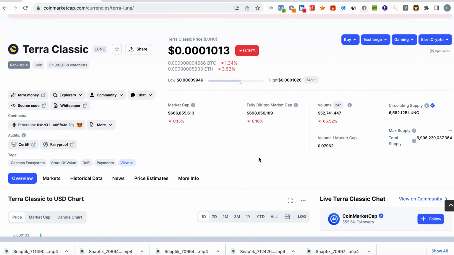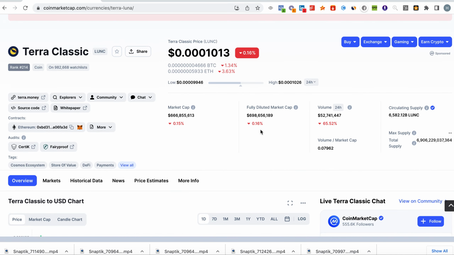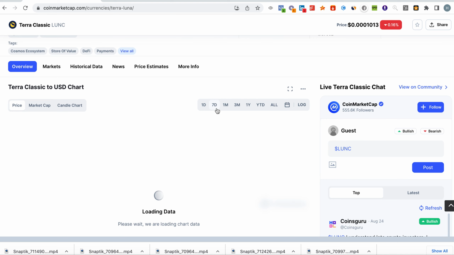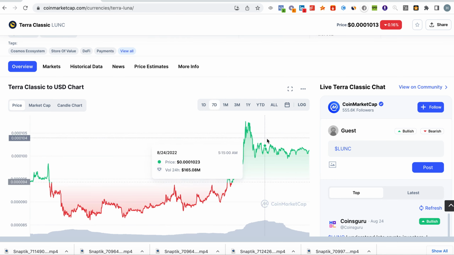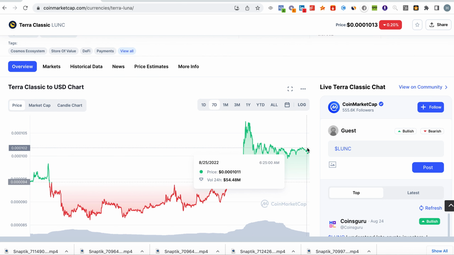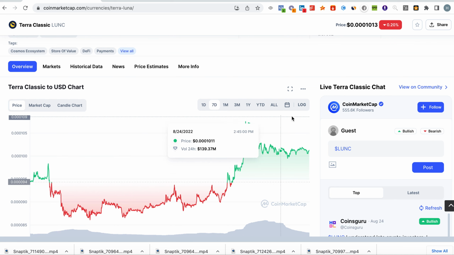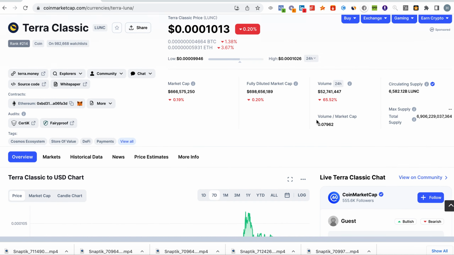As you can see here, people were selling off a lot yesterday because there was a dip. So if you look at the 7 days graph, a lot of people sold off here, and then it dropped, and now it's going to start to pick up again. So it was a normal correction. The volume has decreased because people stopped selling. It decreased by 65%, and the daily trading volume is at 52 million.